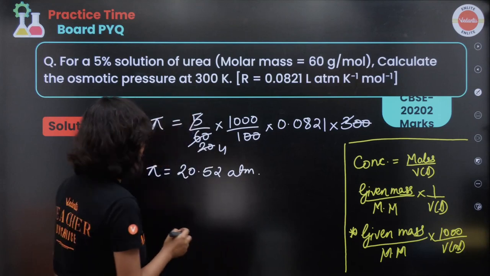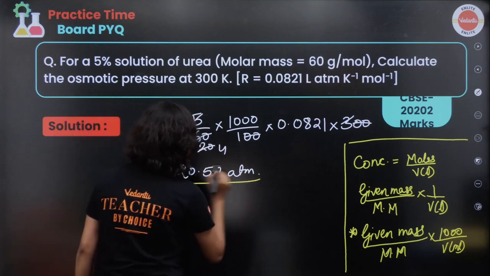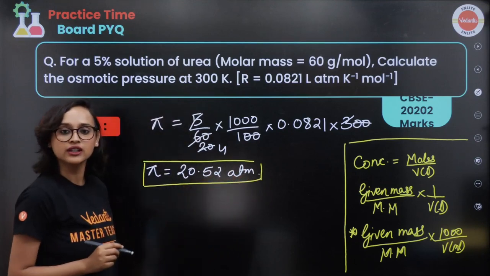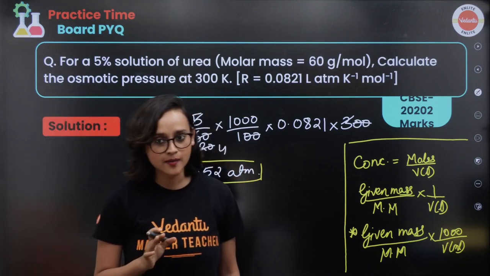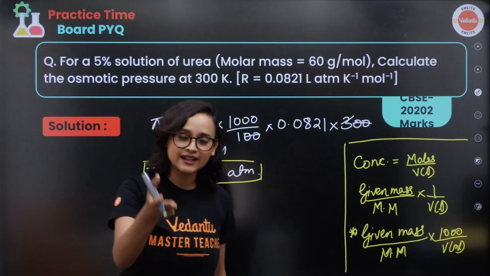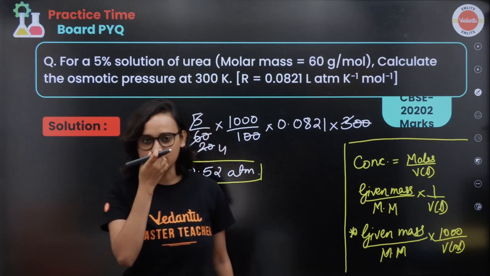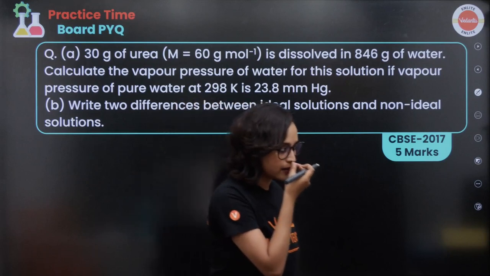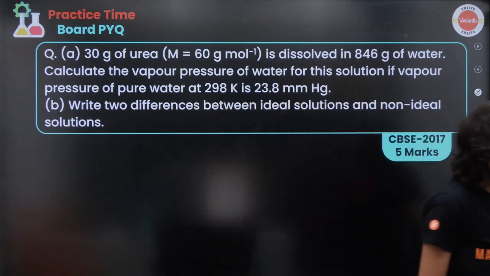Alright, so what is our answer? Our answer is this. This is our answer. Alright, my dear student? Got it? Clear? Absolutely clear? No doubt? Write down, easy peasy biryani is tasty. Once you know the formula, there is nothing that you have to be scared of, okay?